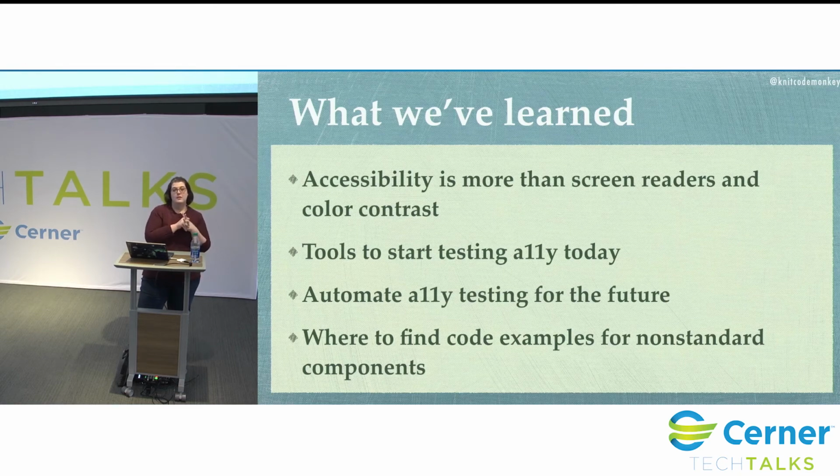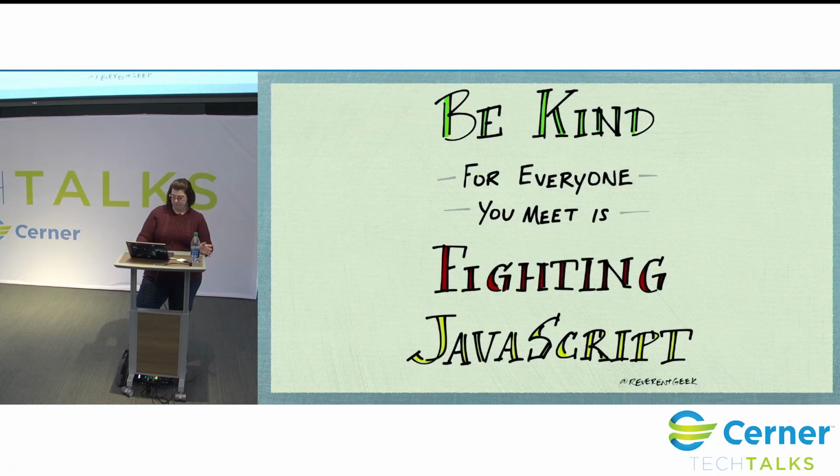Tools to start testing accessibility today. That includes things like the Chrome and Firefox plugin, the Axe core components that you can include into things such as Jest or Cypress, or about 17 other examples that they give you. Okay, automating a11y testing for the future. And then where to find code examples. And this is basically my last slide, but I have more to say.